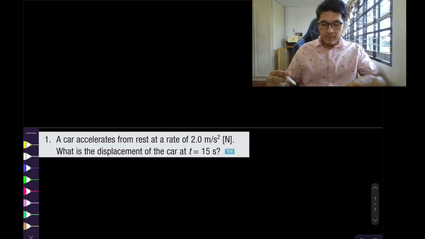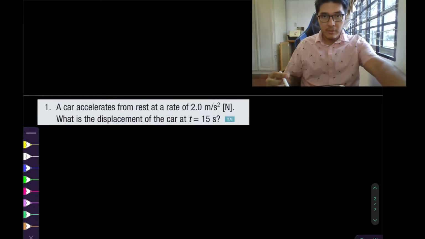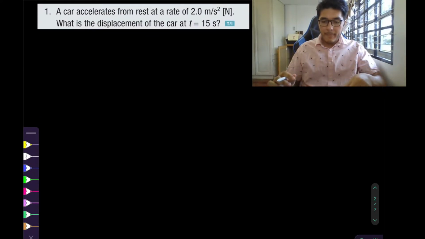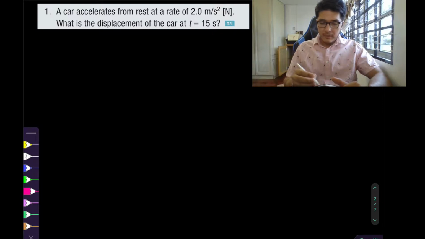Now, let's start off by looking at some examples. So we're going to be looking at example number 1. So here we have a car accelerates from rest at a rate of 2 meters per second squared north. What is the displacement of the car at t equals 15 seconds? So let's try to draw a car.